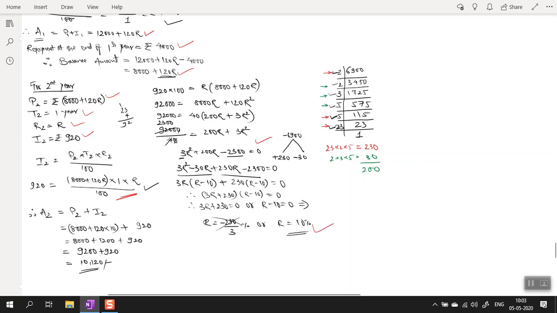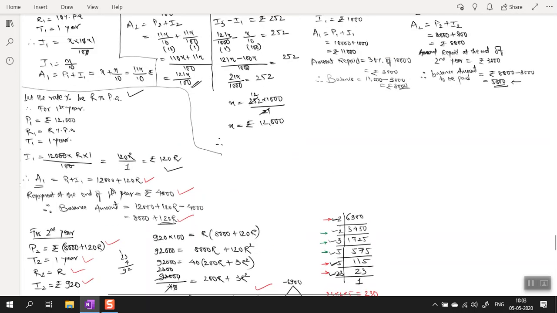After finding the rate, I put it in the formula of A2. A2 is P2 plus I2. I put the value of rate in the value of P2 and got the amount at the end of second year. That is the total debt to be paid. So this was the doubt.